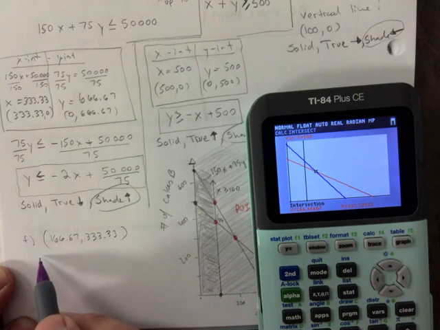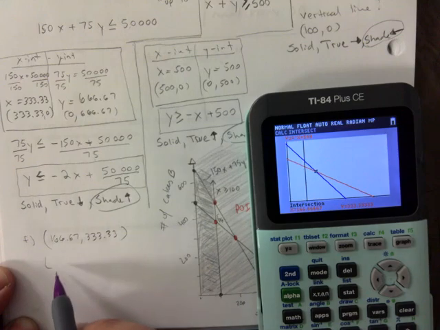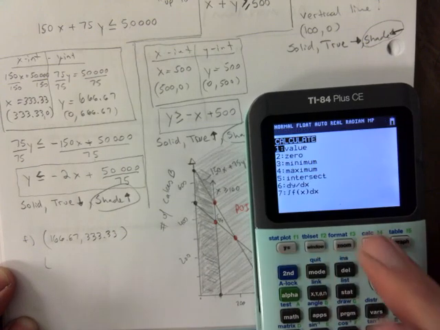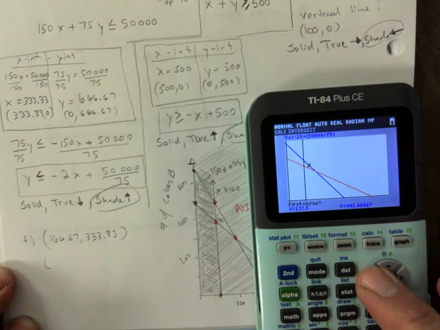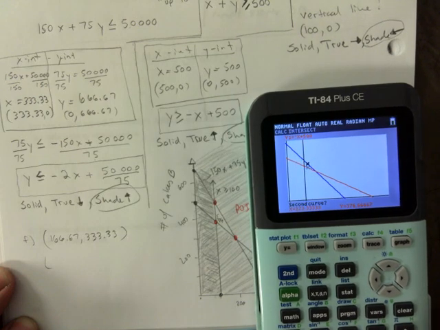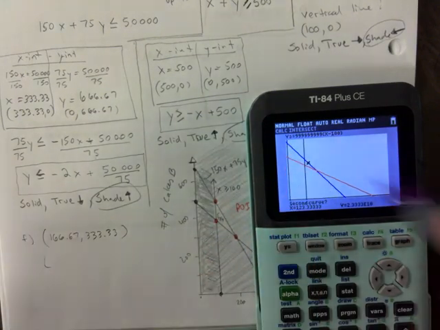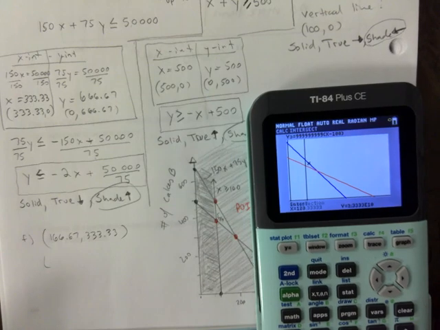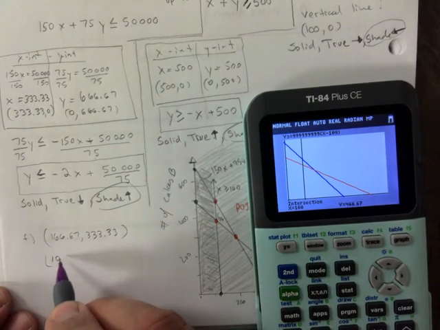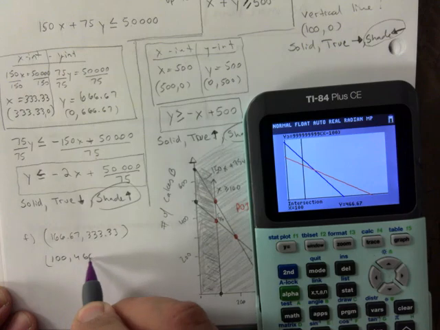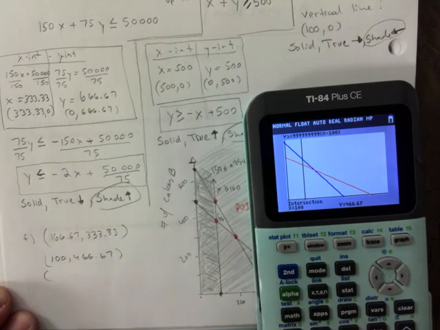Okay. We're going to have to round that one, but for now, we'll just keep going. Second trace 5. You're on the blue line again. I'm going to jump to the black line. So you know you're on the black line when everything turns black, right? Enter, enter, enter. And so there it is, 100, 466.67 is the next one.